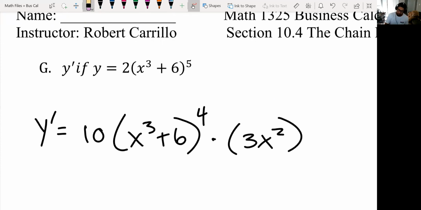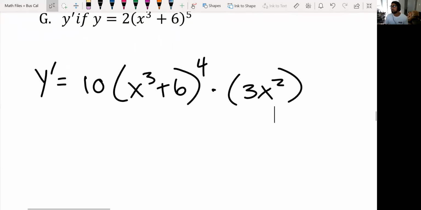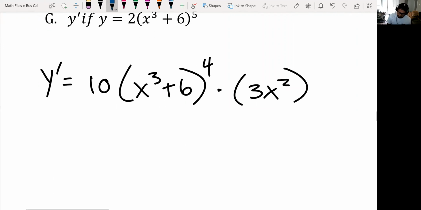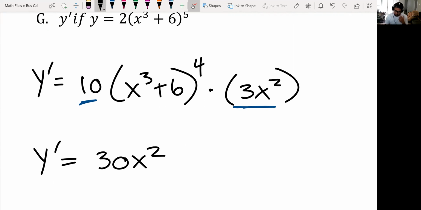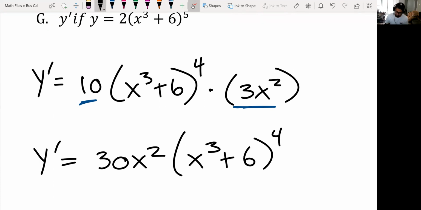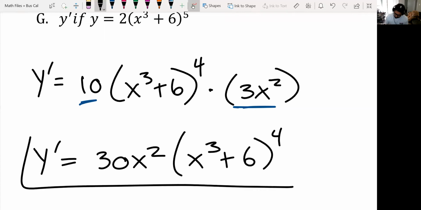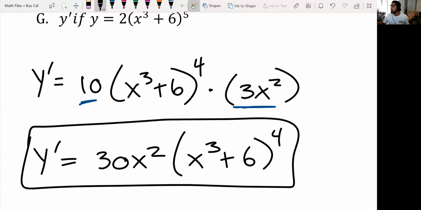And like I always say, derivative is done. Chain rule is done. Calculus is done. Algebra on from here. Outside times outside. Y prime is 30x squared times x cubed plus 6 to the 4th. Nothing else we can do there.